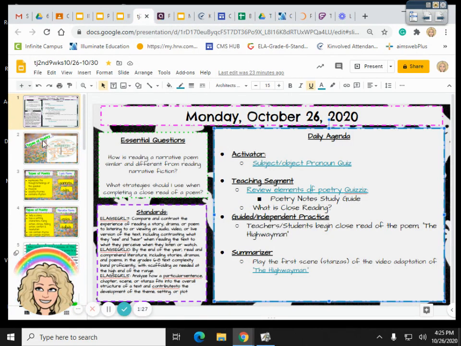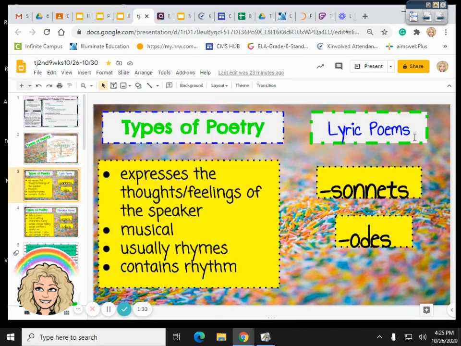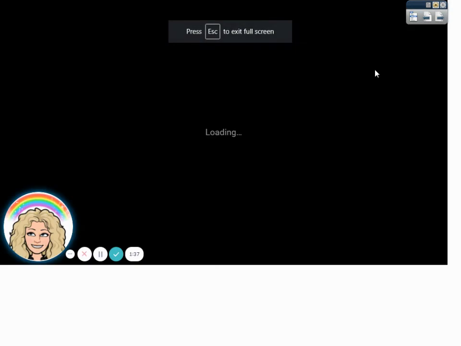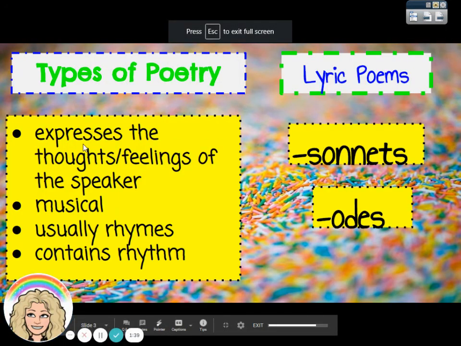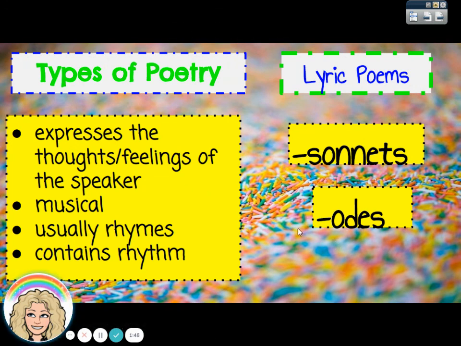Then we talked about the different types of poetry. There's lots of different types of poetry in sixth grade. We focus on the difference between a lyric poem and a narrative poem. Here is what happens in a lyric poem, and these are the two different types of lyric poems that we learn about in sixth grade.